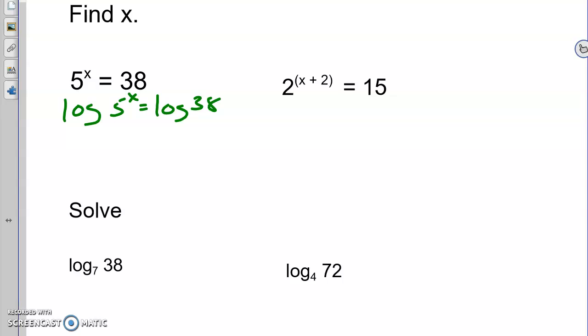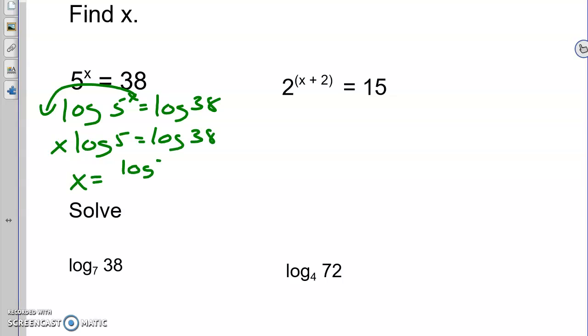Remember, when we condensed, we took the exponent in front and threw it back up. Now we're going to throw the exponent to the front. x log 5 equals log of 38. And my answer is x equals log of 38 over log of 5. And when I plug that into my Desmos calculator, log of 38 over log of 5, my x becomes 2.26.